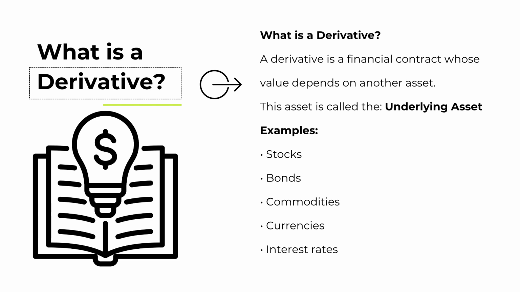A derivative is a financial contract whose value depends on another asset, called the underlying asset. Examples of underlying assets include stocks, bonds, interest rates, currencies, commodities, market indexes, even things like weather or credit risk.